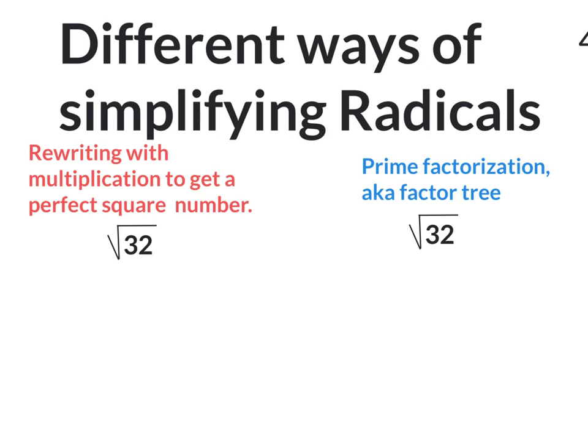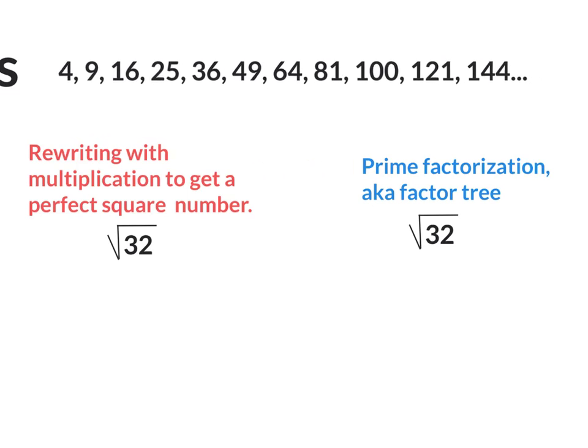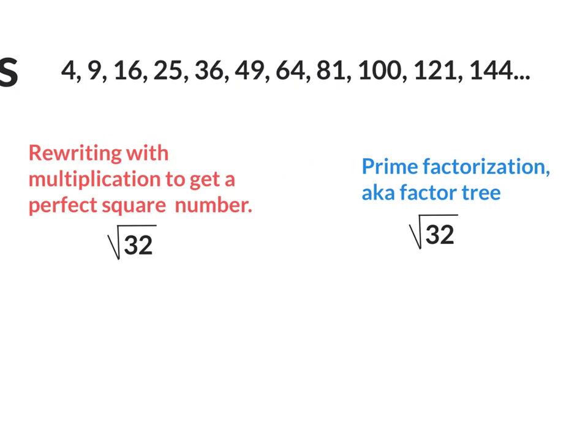That's what I do. So when I'm asked to simplify, I always think of my perfect square number list. And I know 32 is not a perfect square number. It's not up there. 36 is up there. So if I don't have a perfect square number, I rewrite this number with multiplication so I could get a perfect square number. So 4 times 8 works great, but there's something that works better.